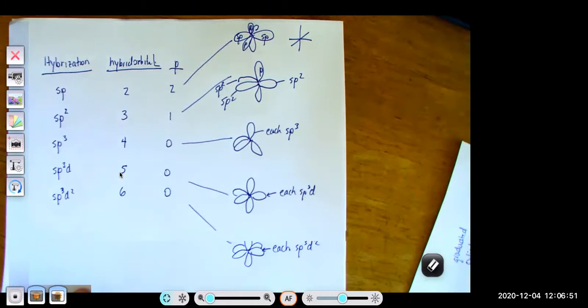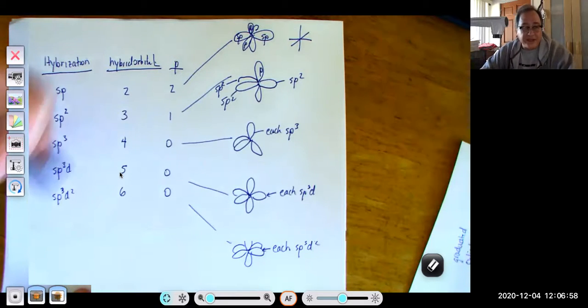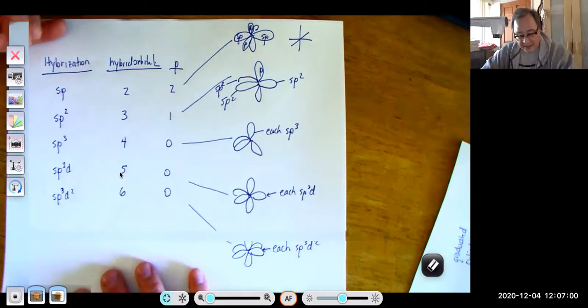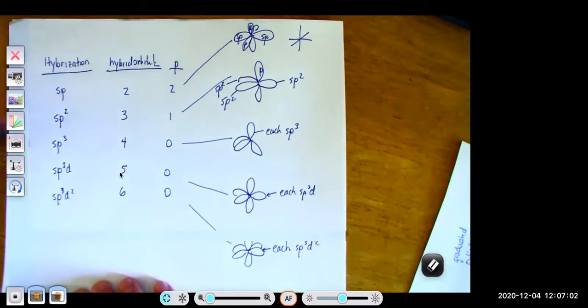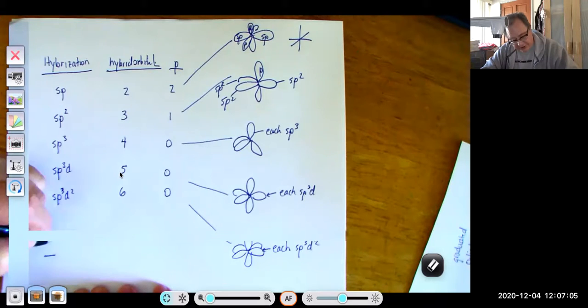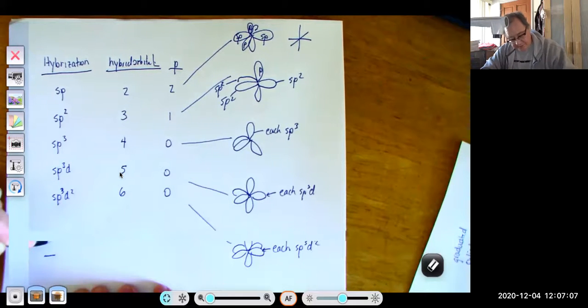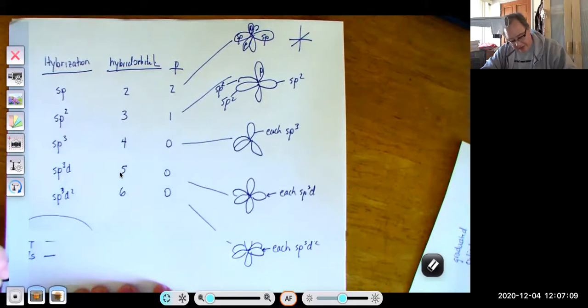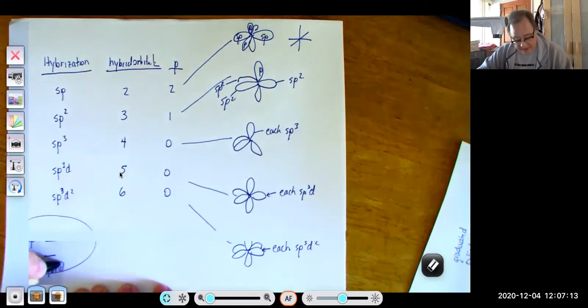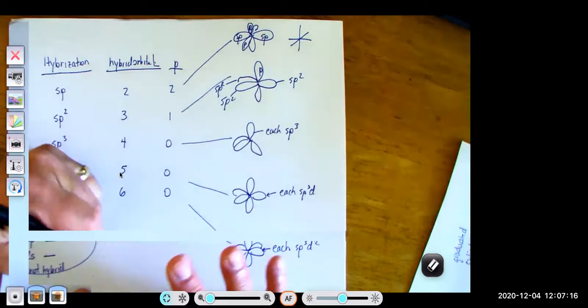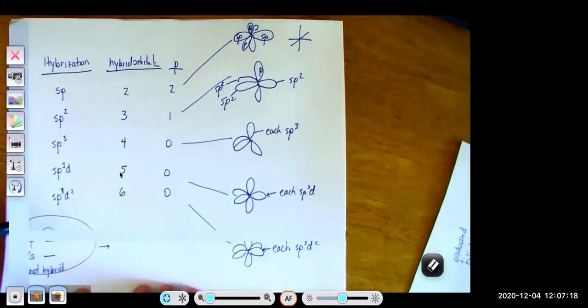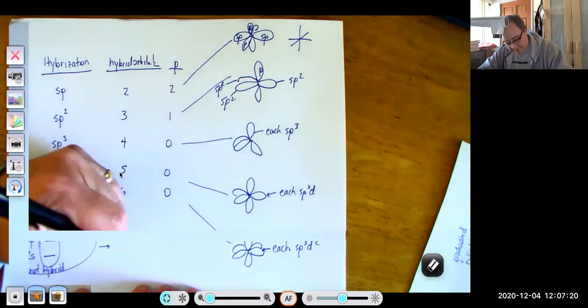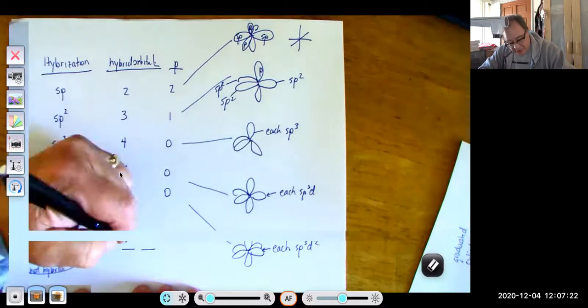So I have a quick question. The unhybridized, is that the one where the p doesn't have the electron? No, it doesn't mean it doesn't have electrons. It means that it's not hybridized. So here, this is a 2s and this is a 2p, and these are not hybridized. You can take 2 of them and hybridize them, and the other 2 stay as they are.